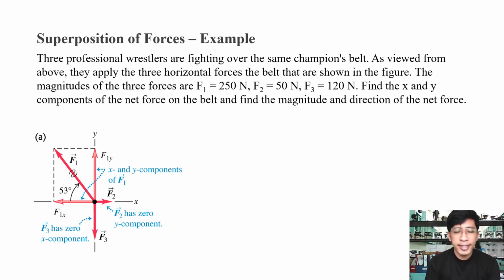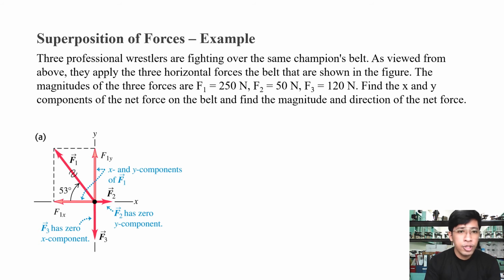So again here, instead of an actual wrestling match, the professional wrestlers decided that in order to win the belt, they're going to pull the belt towards their side. And the one who pulls the belt towards their end wins the championship belt. Okay, so F1 here is directed 53 degrees north of west. It has a magnitude of 250 Newtons.